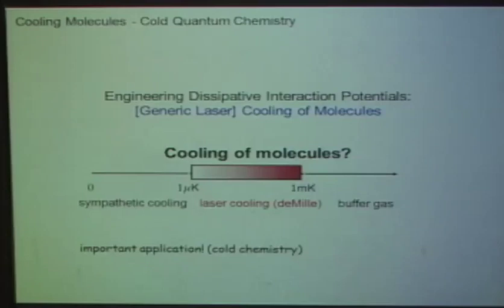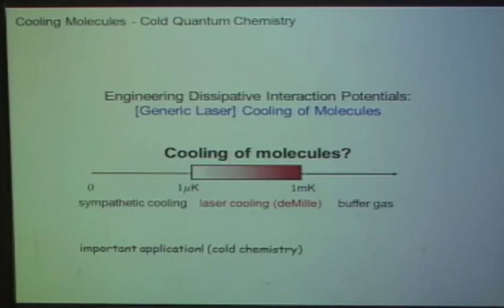If there is time at the end, probably not, as I'm talking very slowly, I also want to give a short summary of very recent work about cooling of molecules, which is another relevant topic for this conference. The idea here is to try to find ways to bridge a gap for molecules which are not just the usual bialkali molecules, in the temperature range between a few millikelvin to microkelvin.